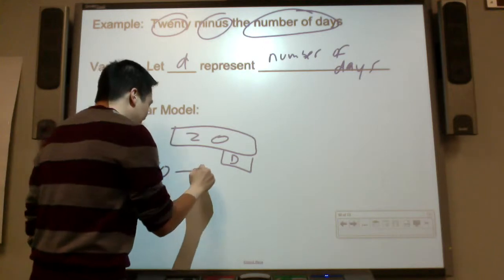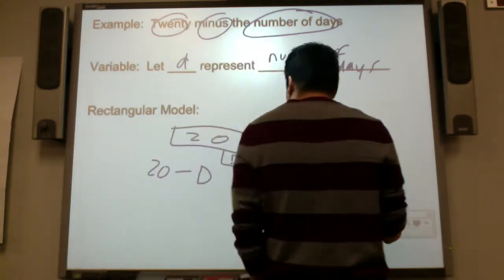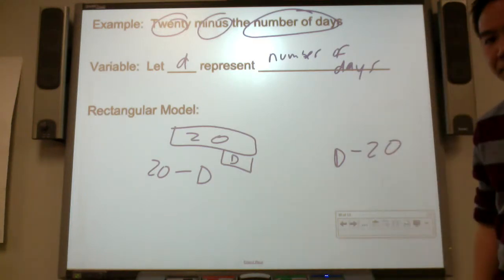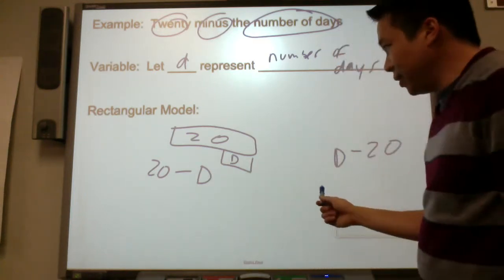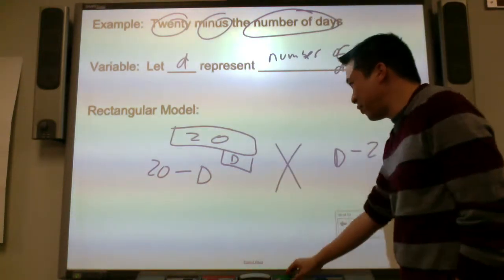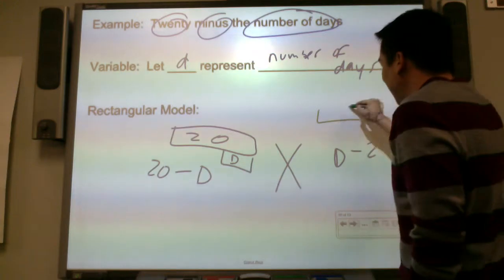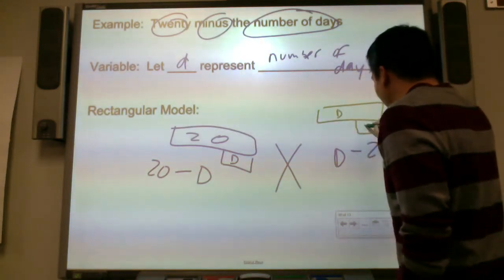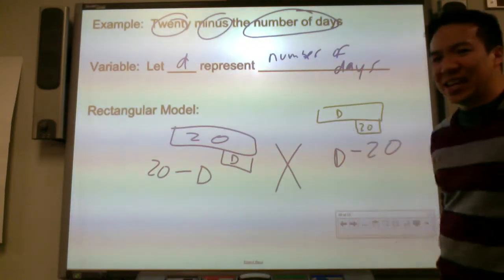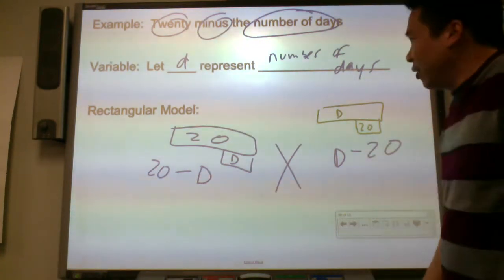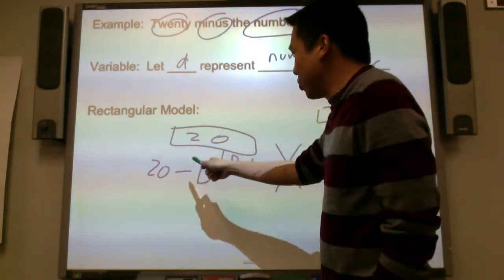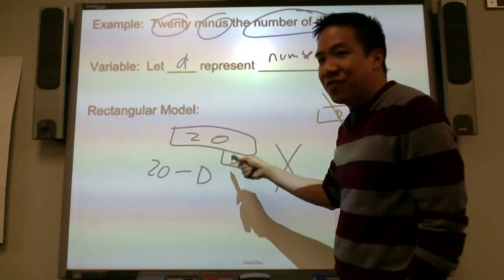So 20 minus D. Could the answer also be D minus 20? You'll say it looks the same, it just flipped around. No, it cannot. These are totally different. That would be saying you have days and you take away 20 from it. What happens if there's only 2 days? You can't take away 20 days from 2 days. It doesn't make sense, so that cannot be the answer. It has to be this one. You have 20 days, and you're taking away days from that 20.